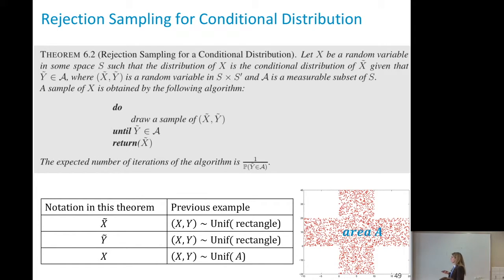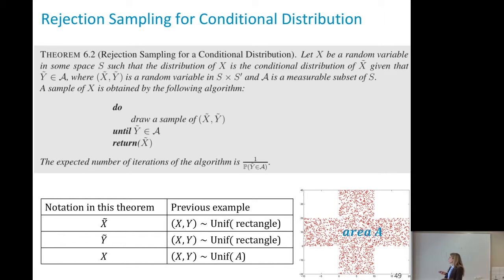So we applied this theorem in order to draw a uniform point in this strange area here, A. We don't know a method of how to draw a sample in this area A, but we know a method to draw a sample in the rectangle that surrounds this area A.